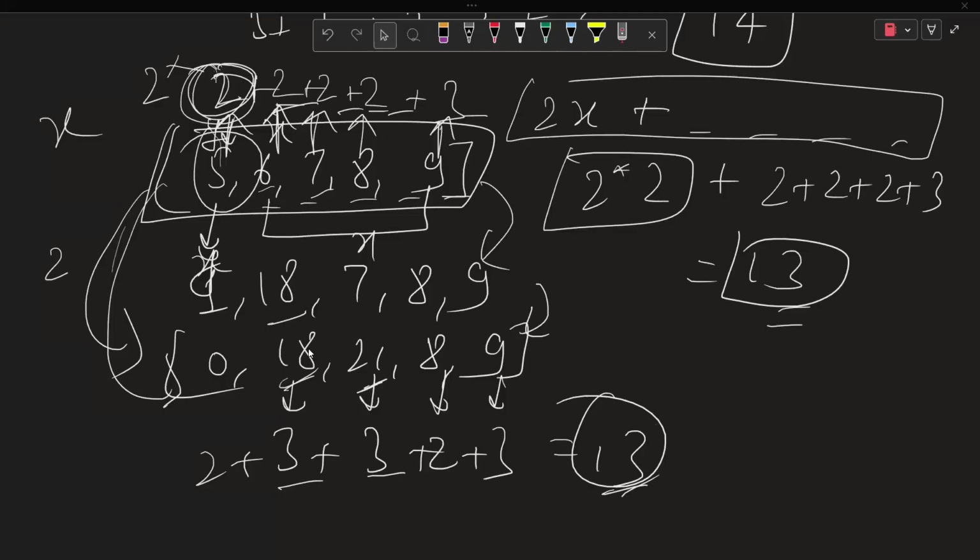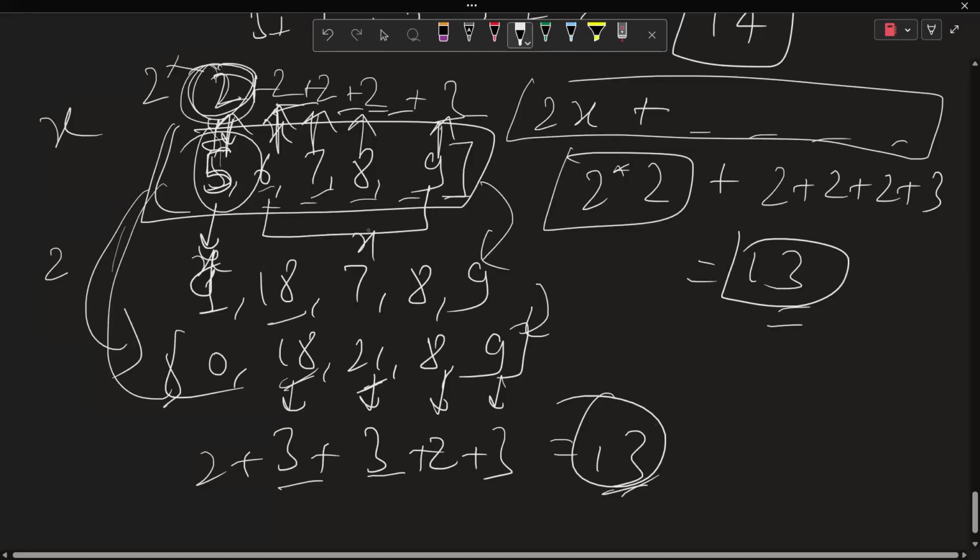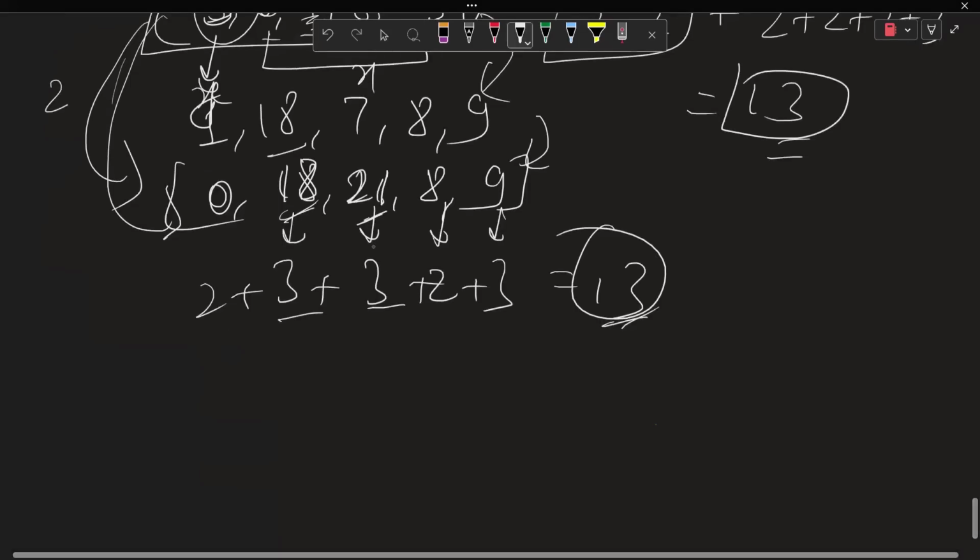Sir, sir, why 2x? Yeah, that's what I was trying to explain. If this 5 was taking 2 steps to fall to 0, then while it was falling to 0, in turn, this 6 was increased to 18, this 7 was increased to 21. So this 6 was taking 2 steps, but now it is taking 3 steps. Okay, 7 which was taking 2 steps is now taking 3 steps.